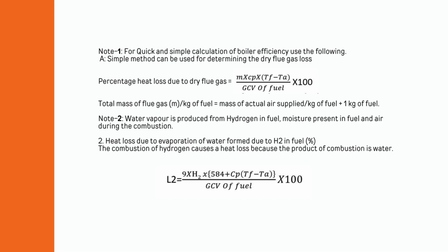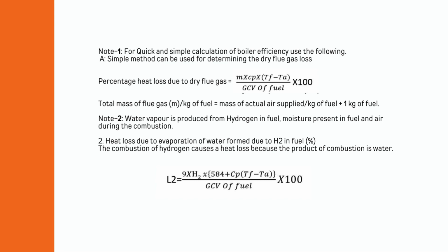Note 2. Water vapor is produced from hydrogen in fuel, moisture present in fuel and air during the combustion. The losses due to these components have not been included in the dry flue gas loss since they are separately calculated as a wet flue gas loss. Second, heat loss due to evaporation of water formed due to H2 in fuel percent. The combustion of hydrogen causes a heat loss because the product of combustion is water. This water is converted to steam and this carries away heat in the form of its latent heat.